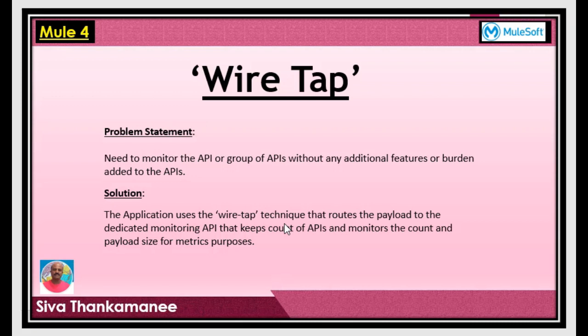At the same time, you don't want to impact the existing APIs, so deploy this monitoring API into a separate vCore, so that it runs on a separate container in a runtime plane and existing APIs don't get impacted. So let's get started and see how this wiretap can be designed.